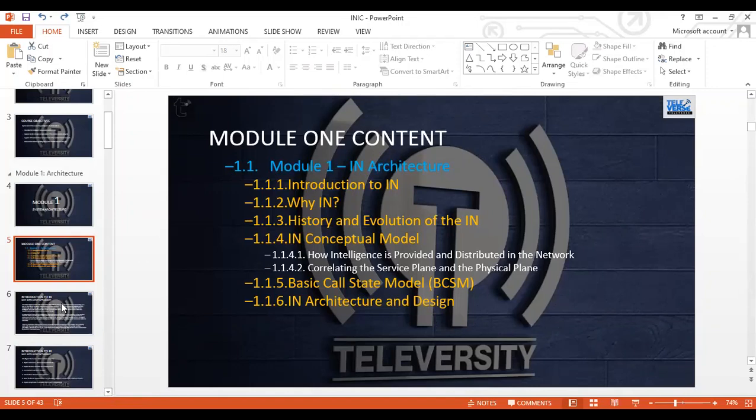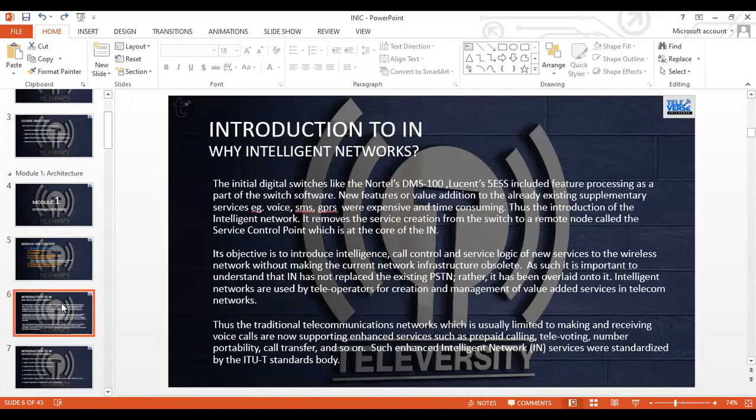Now, why was the IN introduced? Why the Intelligent Network? The initial digital switches like the Nortel DMS 100 and Lucent 5ESS had the feature processing as part of the switch software. And if I say switch, I believe you've done the core network part of these telecom courses, so you should know what the switch is. I will not be specific to the MSC, but the MSC is also a switch.